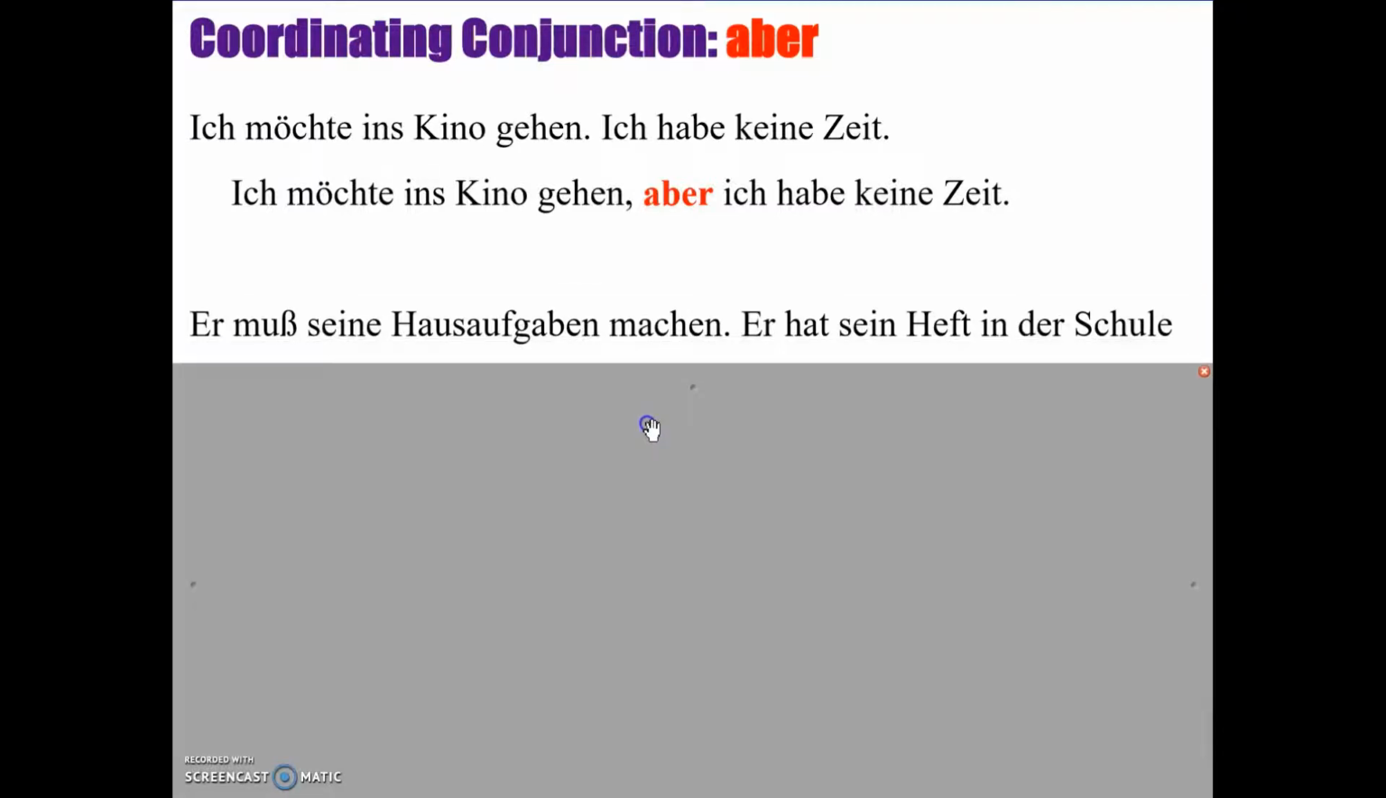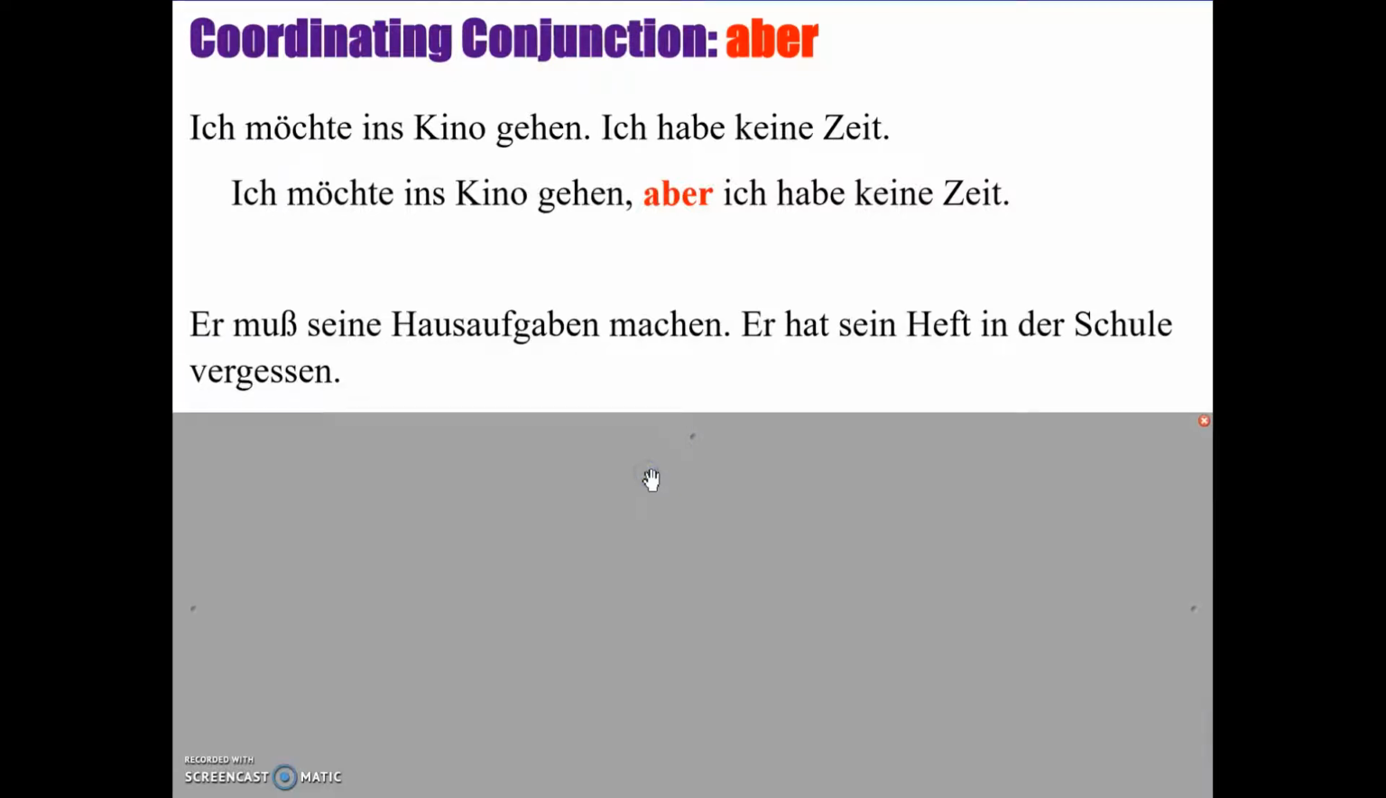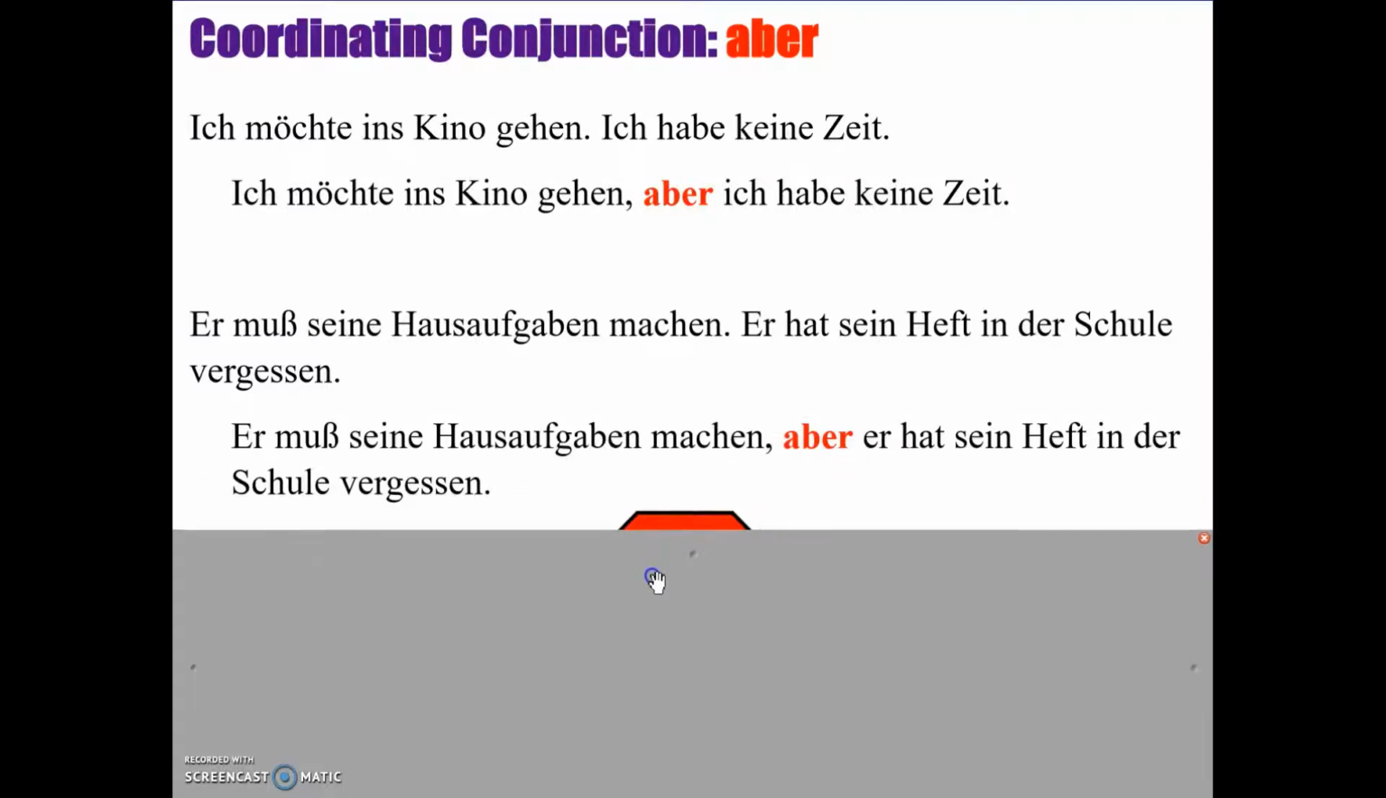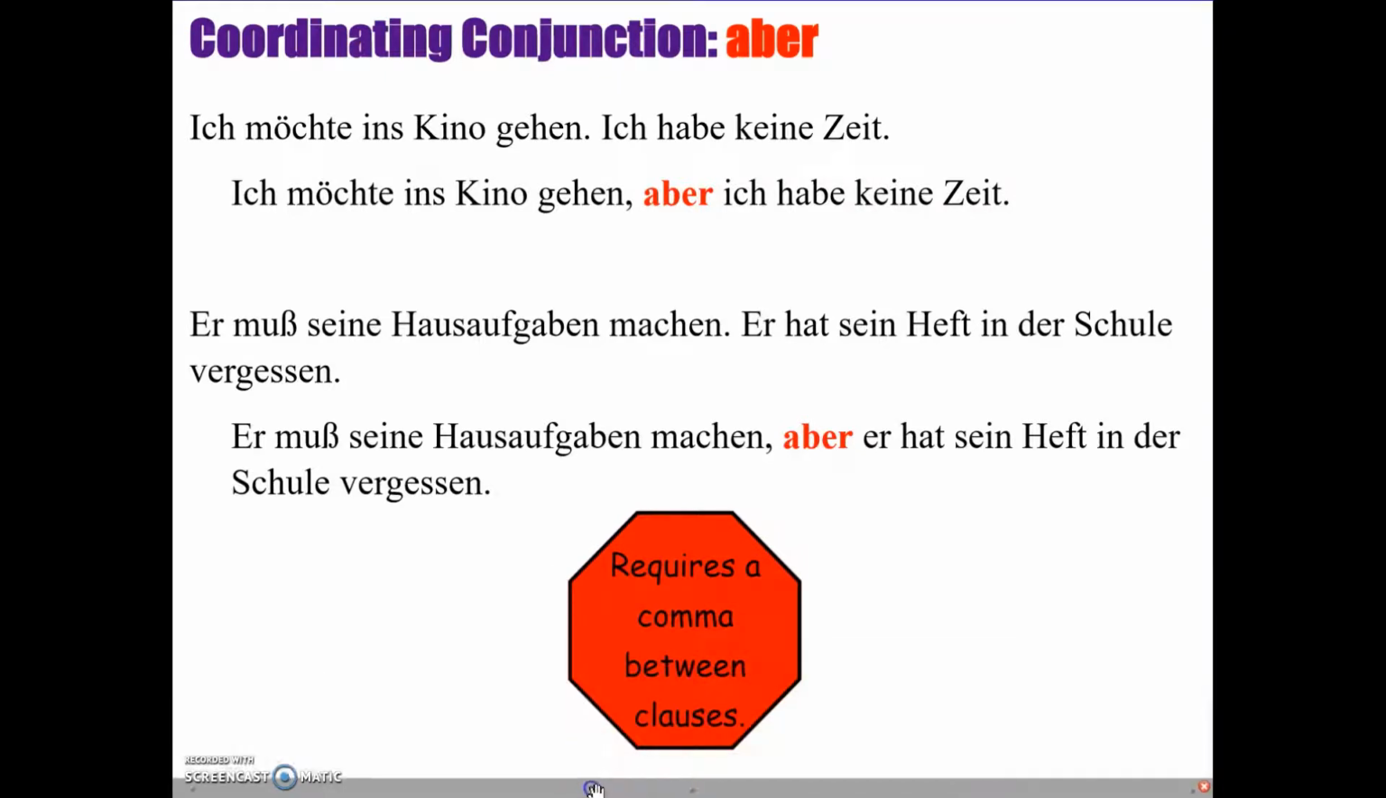Ein zweites Beispiel. Muss seine Hausaufgaben machen. Hat sein Heft in der Schule vergessen. So he has to do his homework. He forgot his notebook at school. I want to make that into one more complex sentence using aber. Muss seine Hausaufgaben machen, aber hat sein Heft in der Schule vergessen. The important thing to remember about aber is that it does require a comma between the two clauses. You'll notice I have my first clause, muss seine Hausaufgaben machen, comma, aber hat sein Heft in der Schule vergessen.